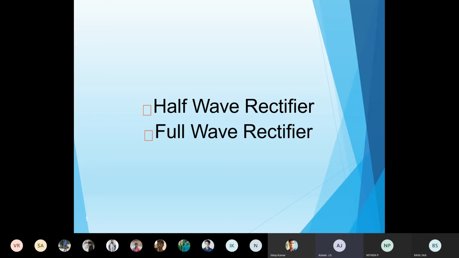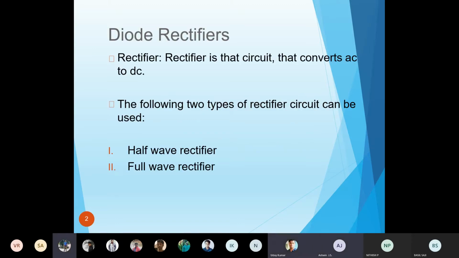Can you see the PPT, ma'am? All of you? Yes, sir. Yes, sir. Yeah. So just a definition they have given. So a rectifier is a circuit that converts the AC to DC.